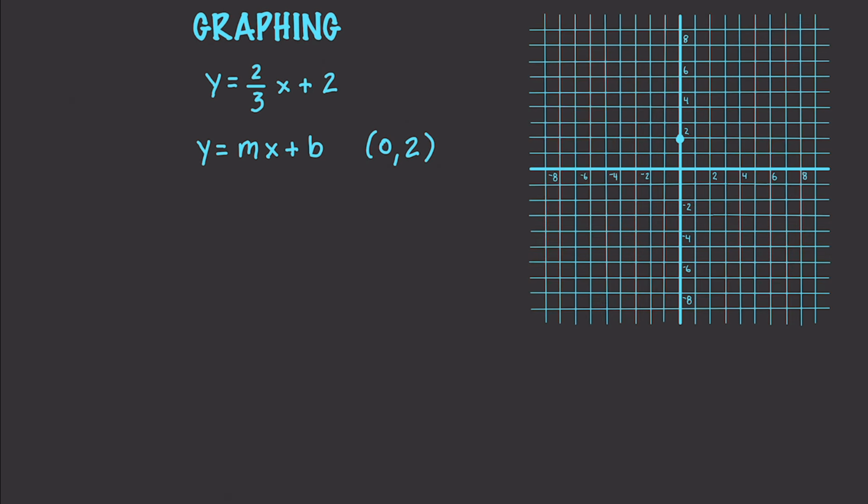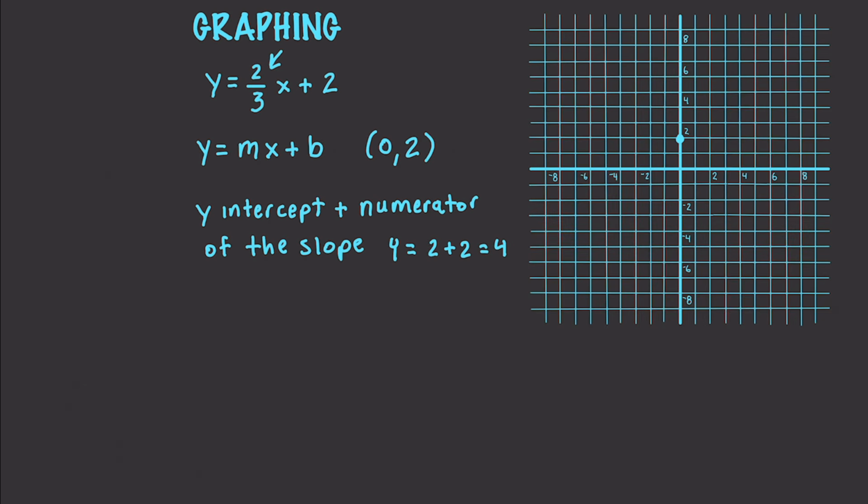Then what we're going to do is put another point at the y-intercept plus the numerator of the slope. So what is that? Well, the numerator is up here, so that is 2. So we are going to find that our y value in this situation is 2 plus 2, or 4, of course. Then we are going to find our x value for our next point, and it is going to be equal to whatever the denominator is for our slope. So our next point we are going to draw is going to be at 3, 4.